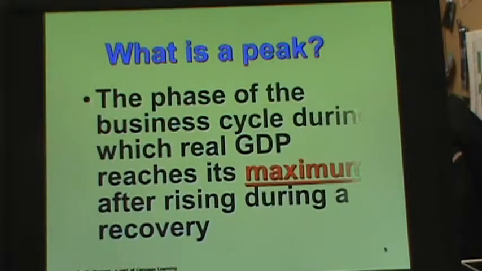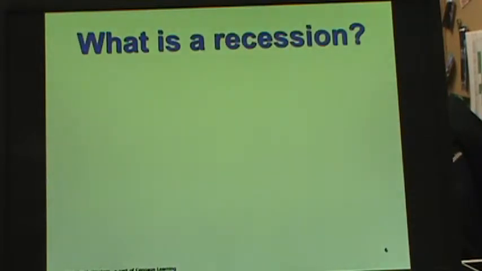The peak is the phase of the business cycle during which the GDP reaches its maximum after rising through a recovery. So this is our economic system we're talking about. It's where our economy is really good, and it's the highest it's going to be. It's the best it's going to be before dropping and after rising.